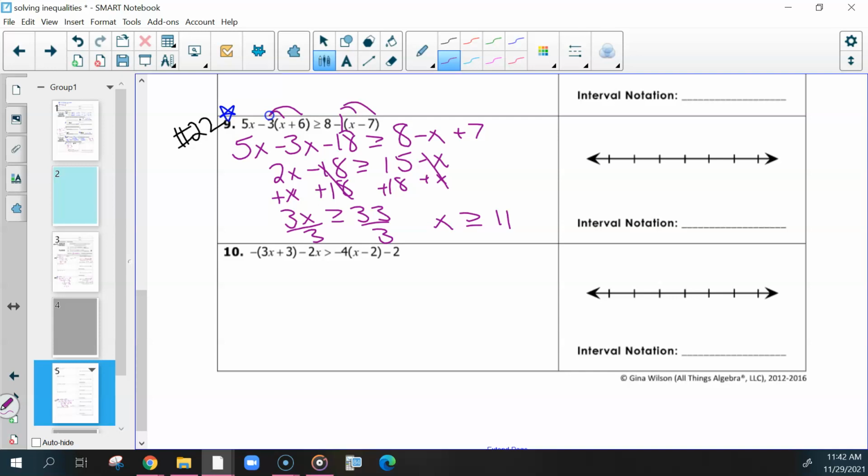And then once you have that, you could find your interval notation and graph it. This is going to start at 11. And it's included. So it's going to be a square bracket, 11. And it's going to keep going towards positive infinity. And then when I graph it, I'm going to put 11 in the middle and fill out that number line. This is going to be a filled in or a closed circle with an arrow going to the right.